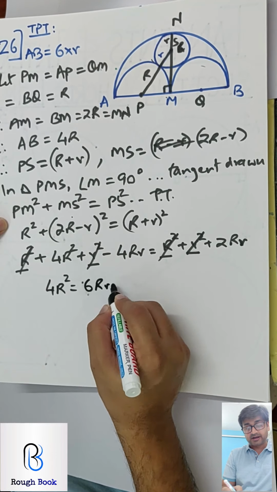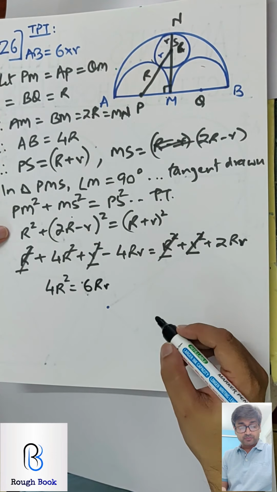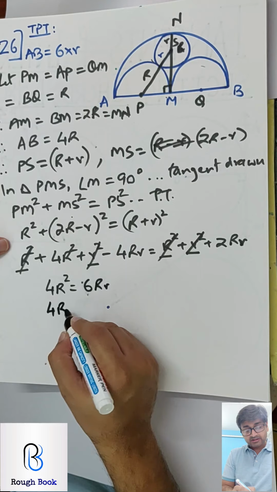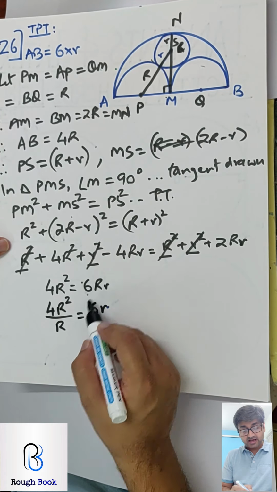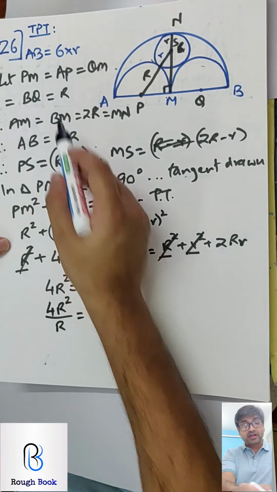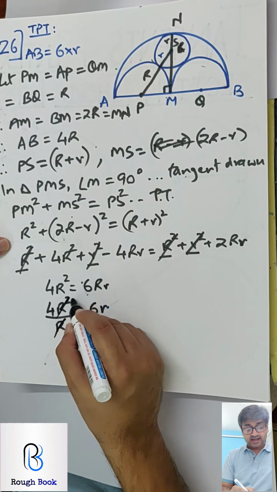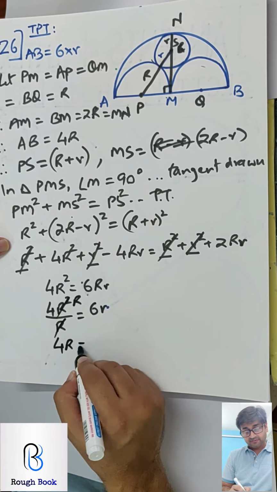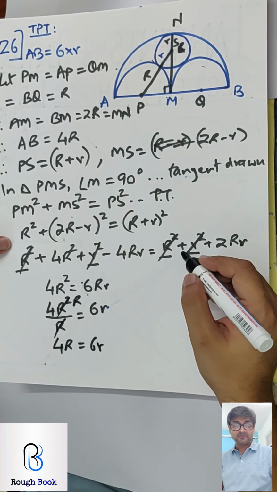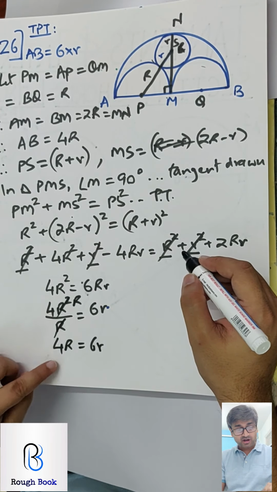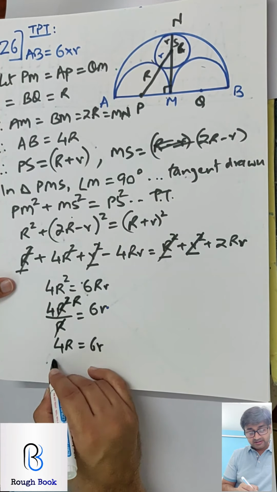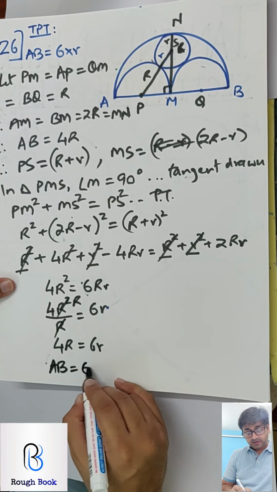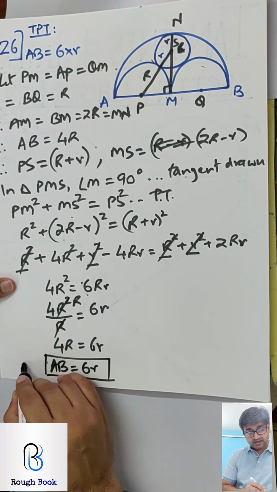So 6Rr. Now most important thing, 4R square upon capital R, 6R. This R I have sent down. Why? Because I don't need capital R. So I can cancel 1R and I will get 4R is equal to 6R. Are you close? 4R is equal to AB. So you can directly say therefore AB is equal to 6R.